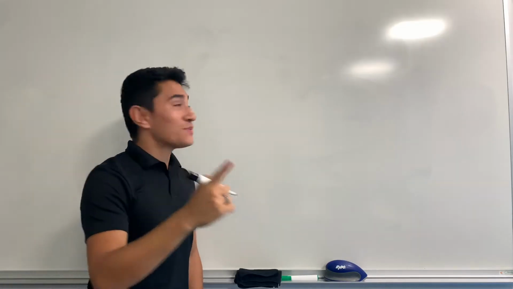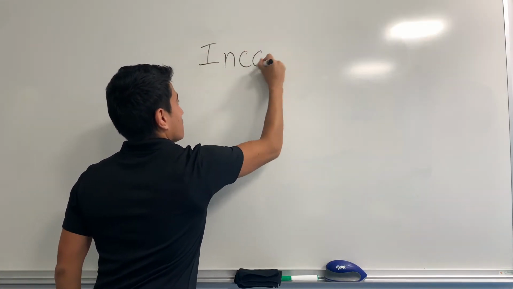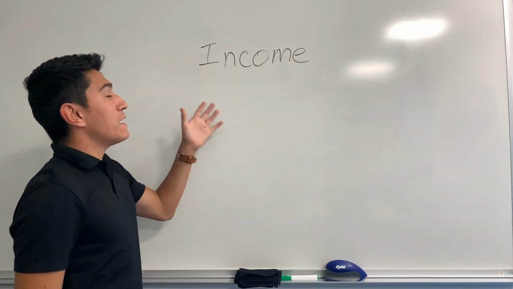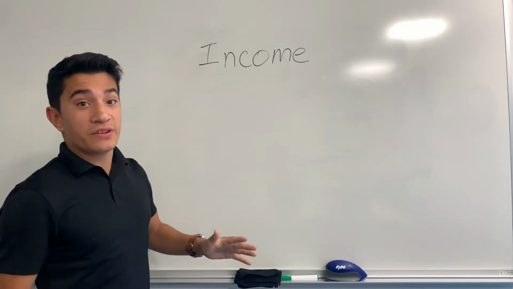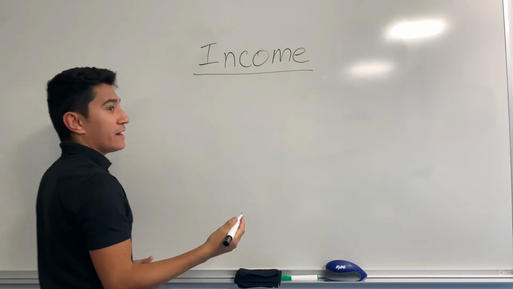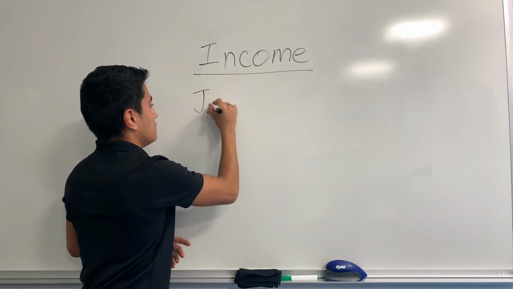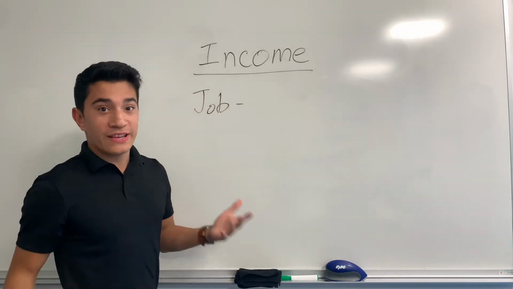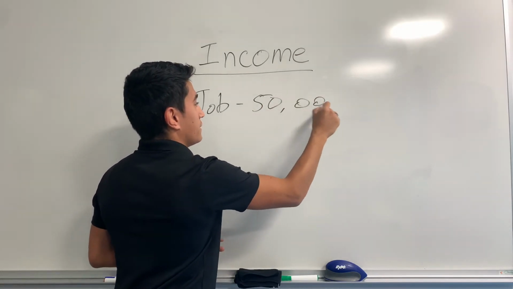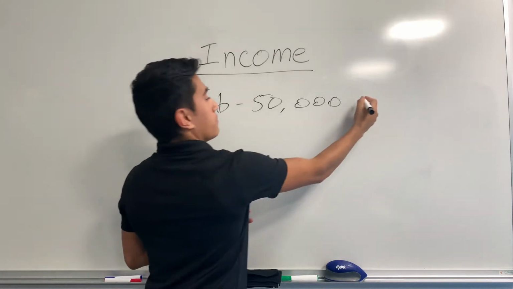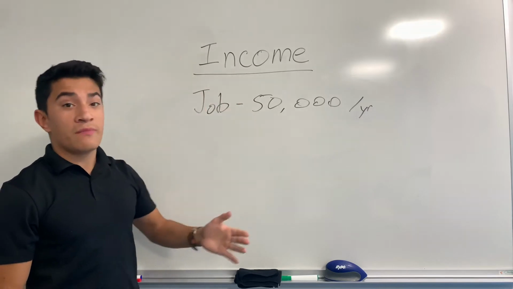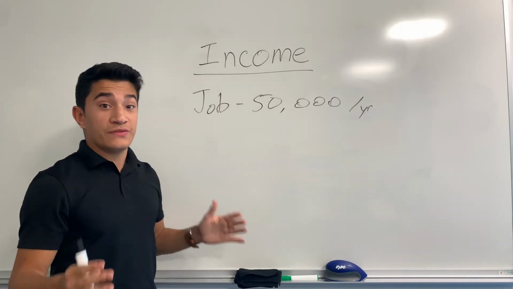Alright guys, so the first word we're going to learn for today is income. That is the amount of money you make over a certain period of time. Let's go over a couple of examples. We have a job. A job provides income. Let's say you make $50,000, we say $50,000 per year. So income is the amount of money you make over a certain period of time.